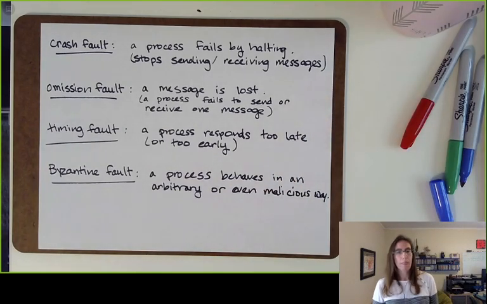Okay. Great question, yeah. So the question in chat is, how can an outside observer process tell the difference between a crash and an omission fault? Yeah, good question. Let's start to talk about that a little.